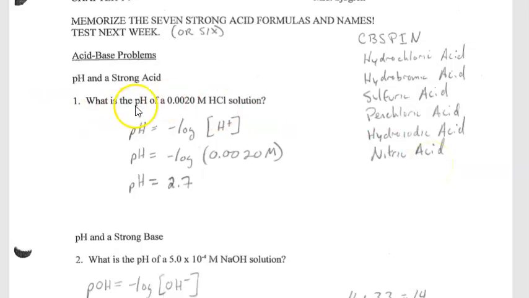Now, pH of 0.0020 molar HCl. Hydrochloric acid, as soon as you recognize it's a strong acid, all you have to do is use the pH equation, plug it in, hit the log key, change the sign, and you have the pH. Fairly straightforward. Let's go to number 2.